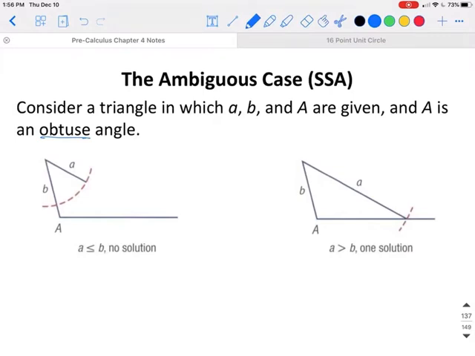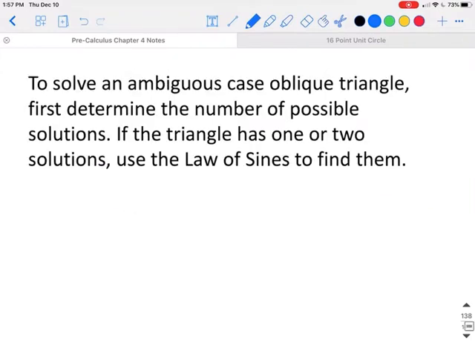Now, when you are looking at an obtuse angle for angle A, if side A is less than or equal to B, there is no solution, and if side A is greater than B, there will be one solution. So you first have to determine the triangle you're looking at, if your angle A is acute or obtuse, to see which of the rules you need to apply.